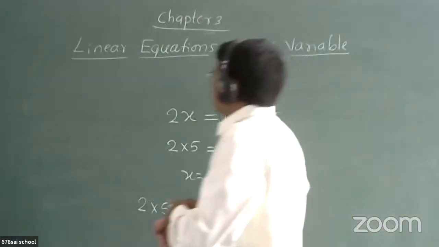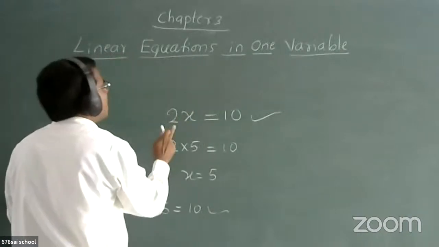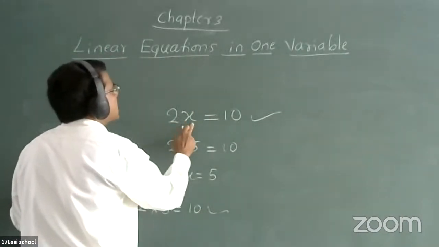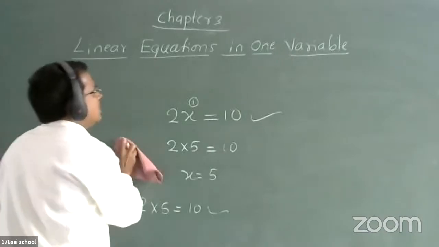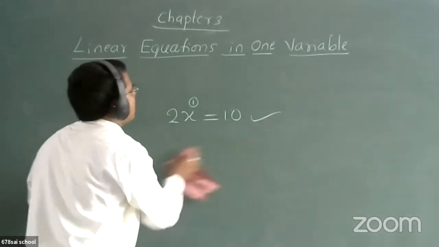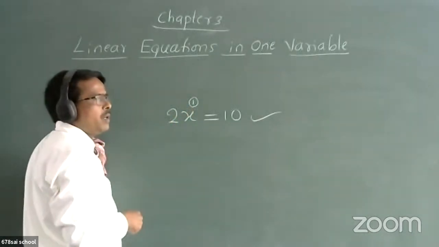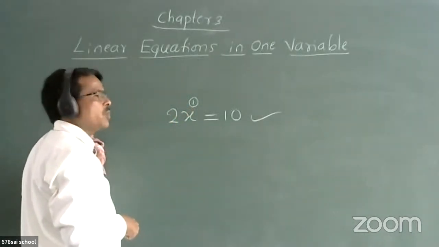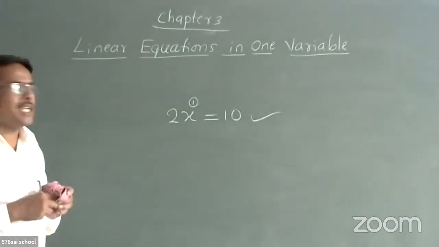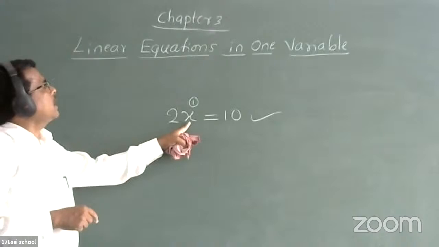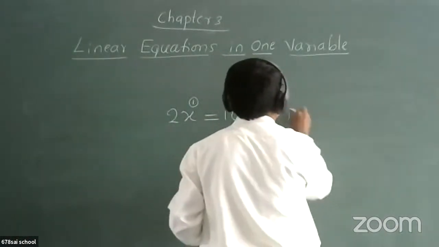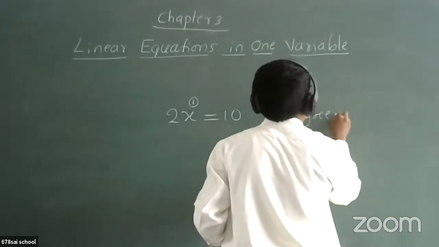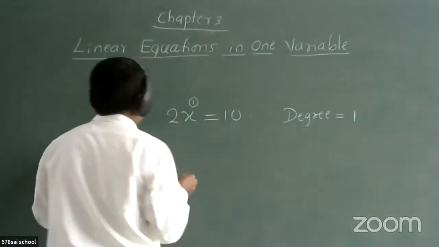Now, in the linear equation 2x equal to 10, the exponent is 1. The highest power of the variable in the equation is known as the degree of the equation. Highest exponent. So x raised to 1 is there, so it is 1. 1 means its degree is 1.